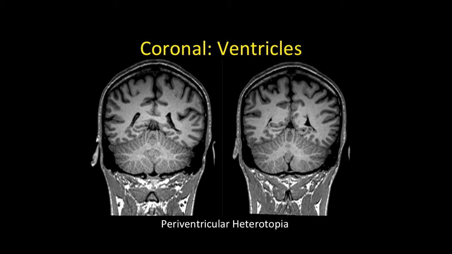Moving on with the coronal, after we look at the poles, we're going to look at the ventricles, and you want to look for your heterotopias. They're going to be T1 isointense to the cortex lining the ventricles. I found that they're often missed back in the occipital horns and the temporal horns. Here's a good case of some.